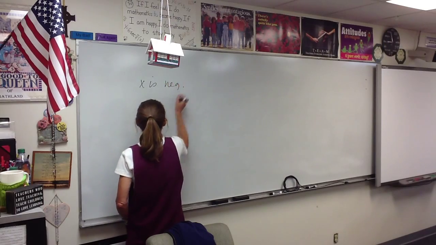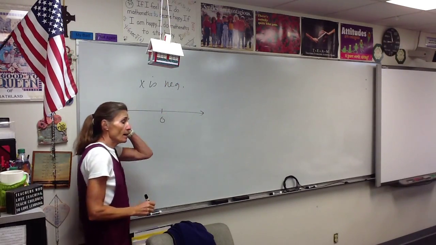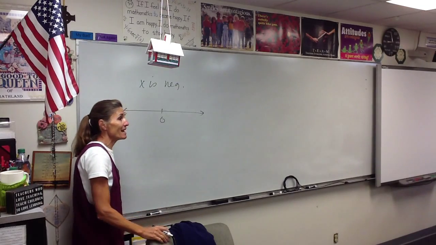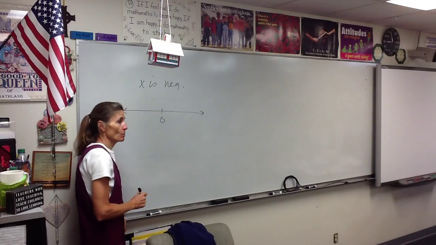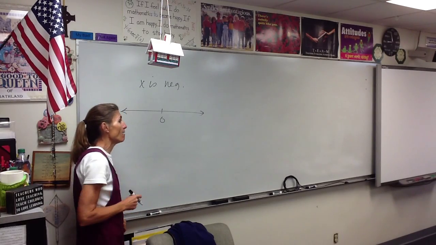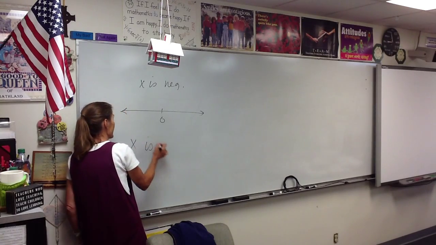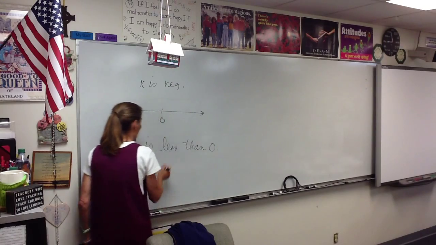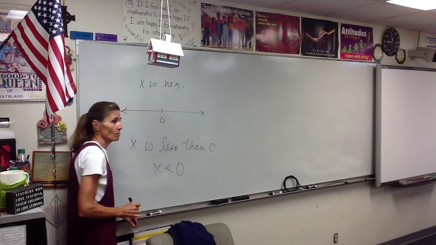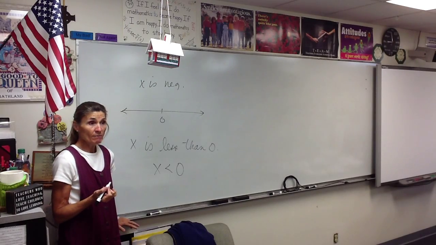So let's look at the number line. Here's 0 on the number line. What does it mean to be negative? X is less than 0. So it says describe and graph. A possible description would be x is less than 0. Does that make sense to everybody if you're negative?